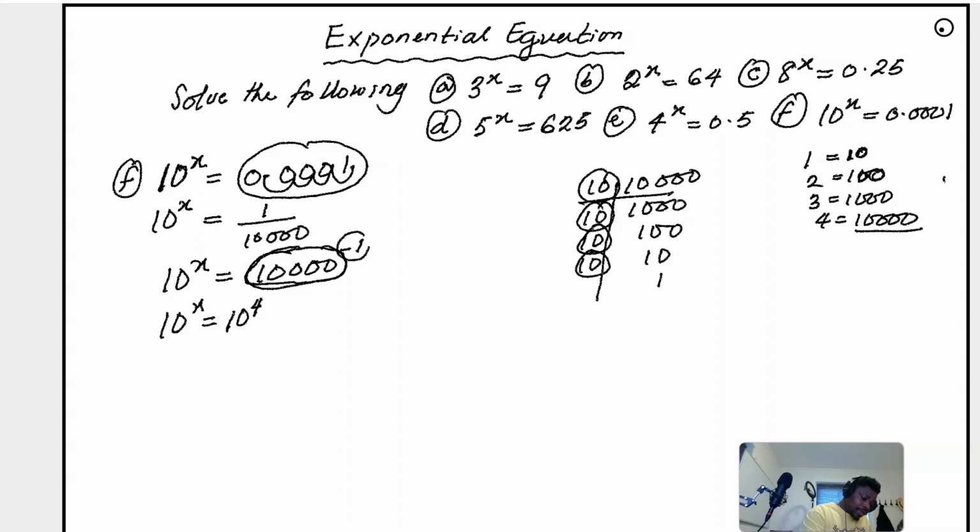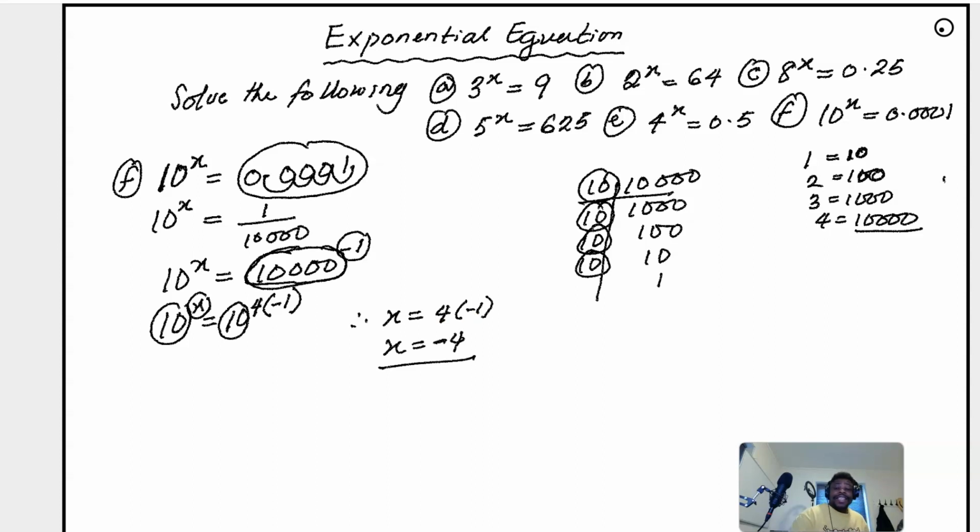But because we have minus 1 here, so bracket minus 1. Remember, if the base on the left hand side is equal to the base on the right hand side, that means powers are equal. So therefore here, x is equal to 4 bracket minus 1. And remember, 4 times minus 1 is minus 4. Easy. Let's go to the next question.